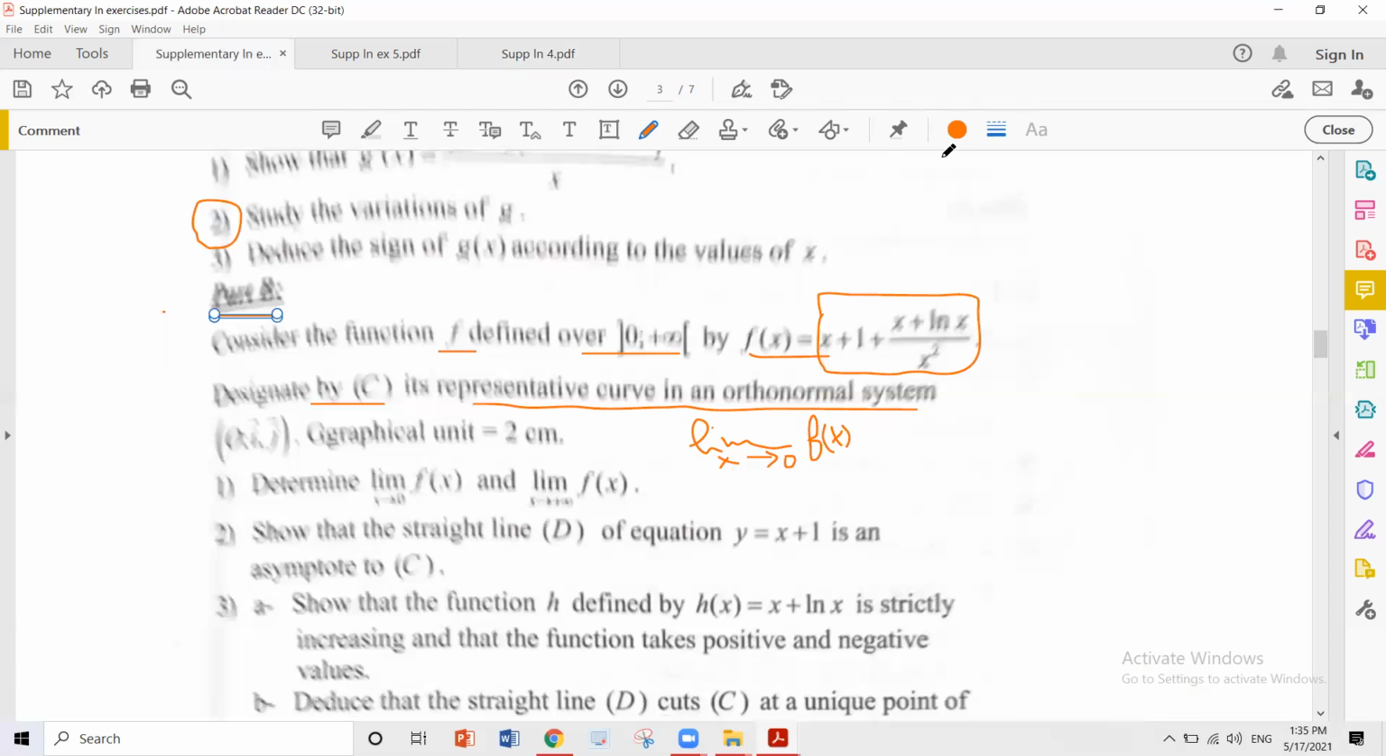Now part 2: show that the line D of equation y equals x plus 1 is an asymptote to C. How to prove that this line is an oblique asymptote? We find the limit of f of x minus y D as x tends to plus infinity.